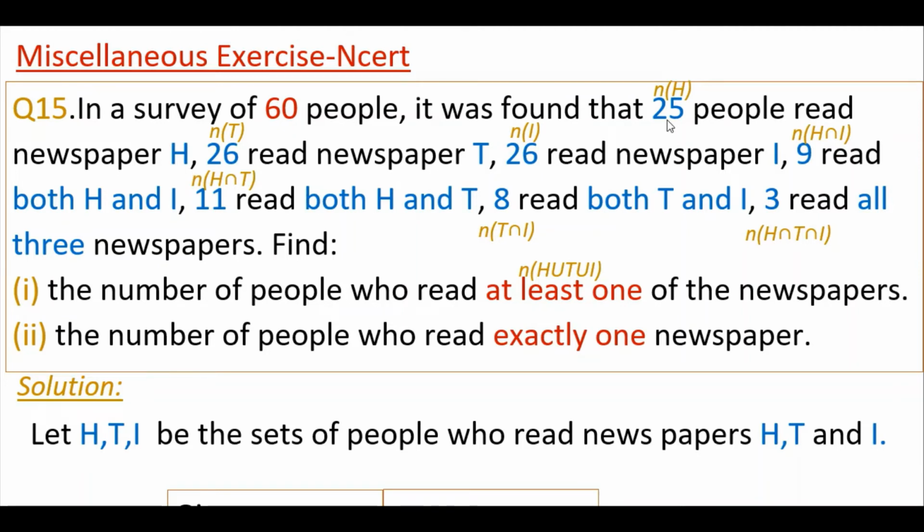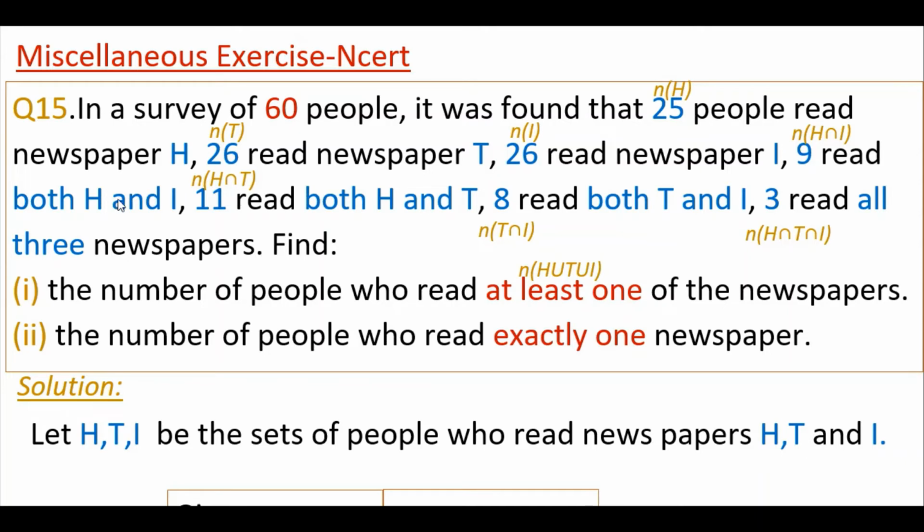So let the set of those people who read newspaper H be H, and the set of the people who read newspaper T be T. And similarly, the set of the people who read newspaper I be I. So let H, T, I be the sets of people who read newspapers H, T, I. Then here n(H) is equal to 25. And here n(T) is 26. n(I) is 26.